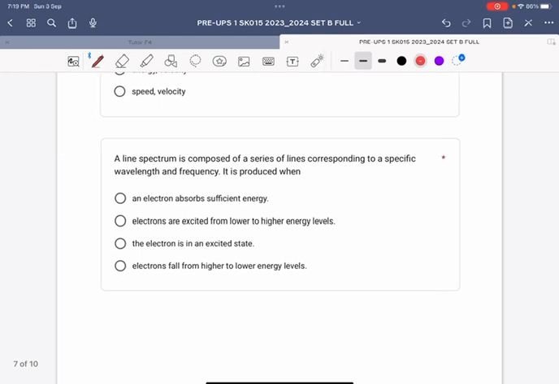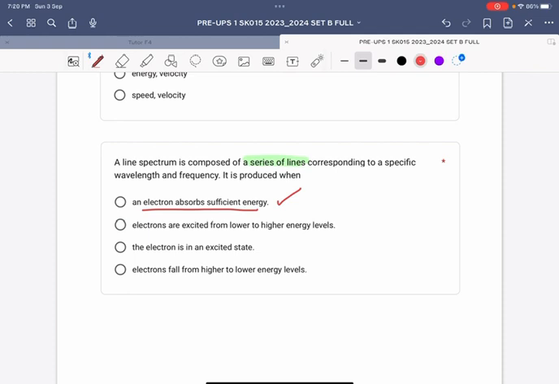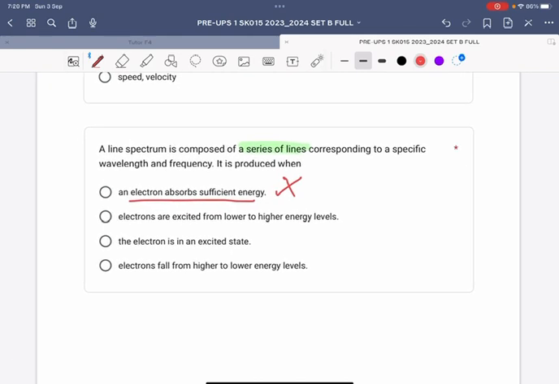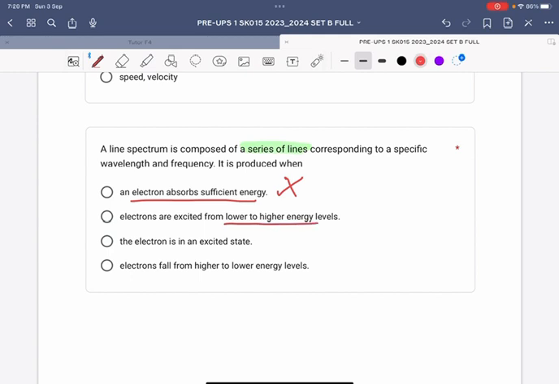Okay, next. A line spectrum is composed of a series of lines corresponding to a specific wavelength and frequency. It is produced... Okay, this question is actually restricted to how the line spectrum is produced. Okay, an electron absorbs sufficient energy. At this stage, it still does not form the line spectrum. It's just a process of how it forms the line, but still not how the line is produced. Electrons are excited from a lower to a higher energy level. Yes, this is the process, but still not the answer.